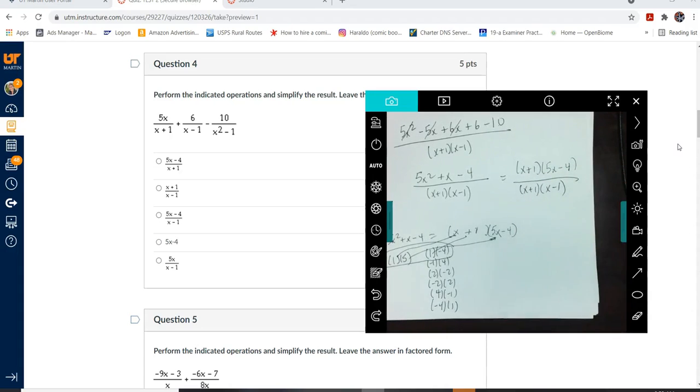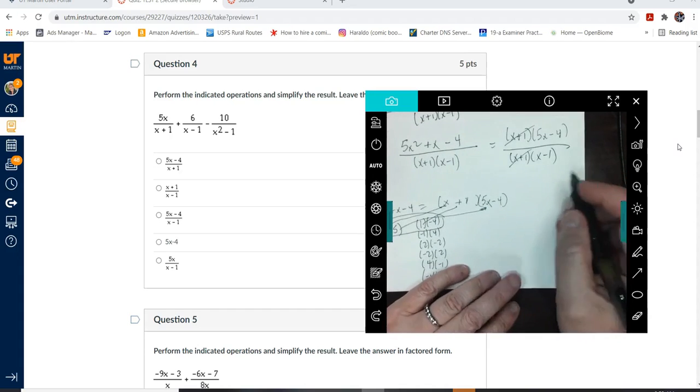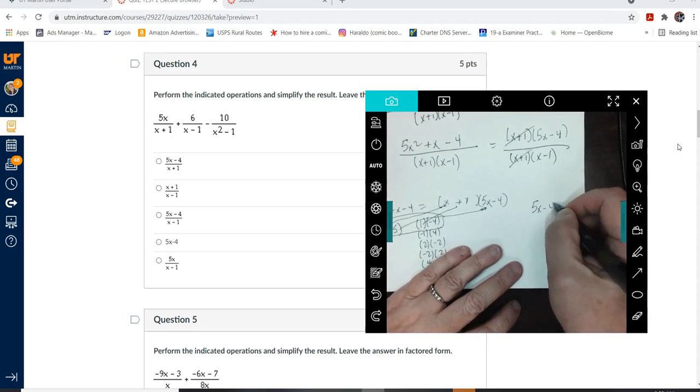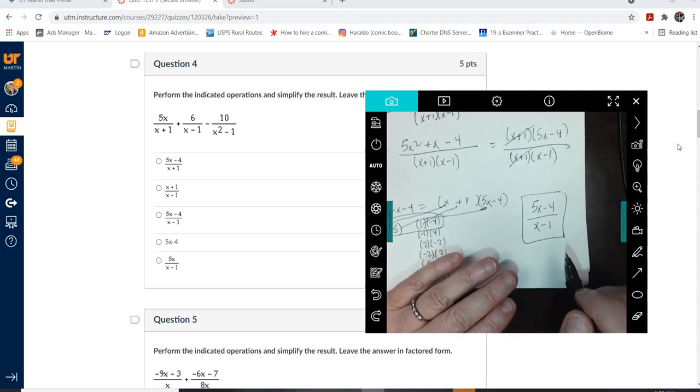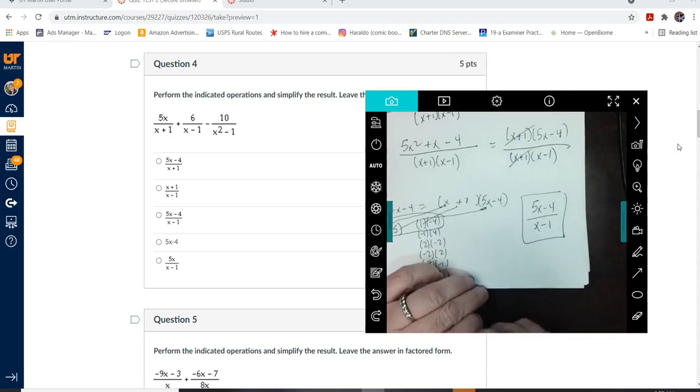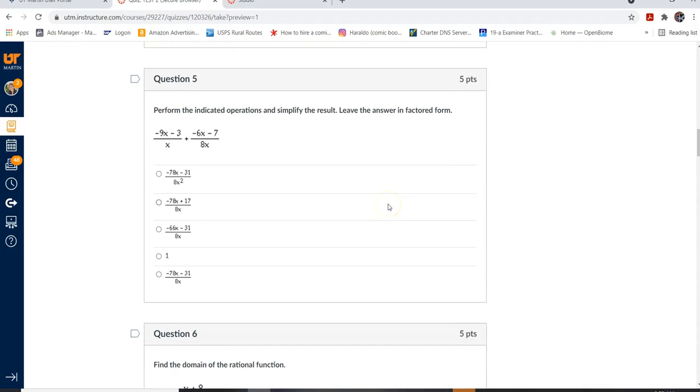I get that. And so my x plus 1's cancel, and I'm going to be left with 5x minus 4 all over x minus 1. Now, that is matching up with this guy here. Okay. All right, perform the indicated operations and simplify. Okay. Well, let's see what we've got for this one.